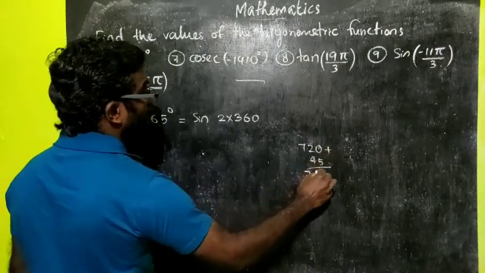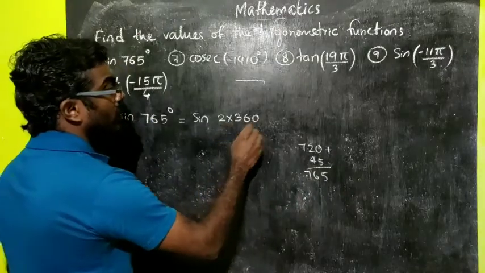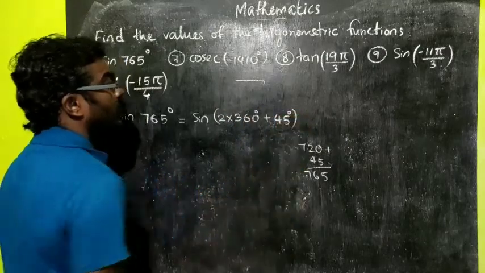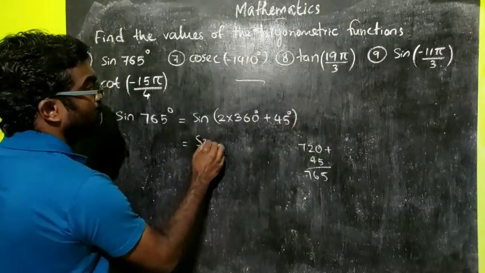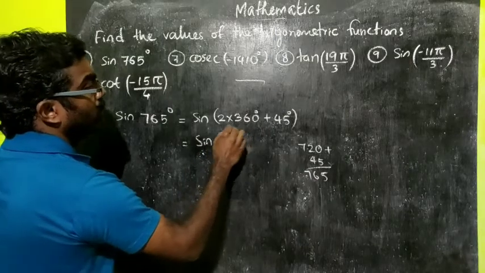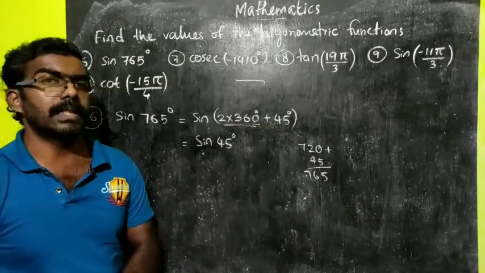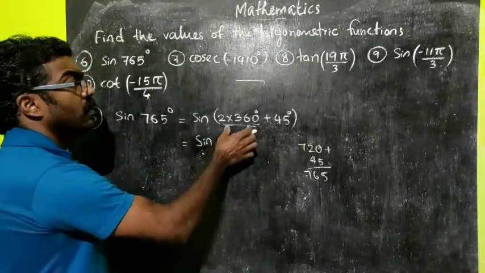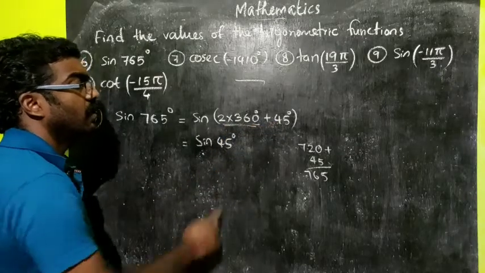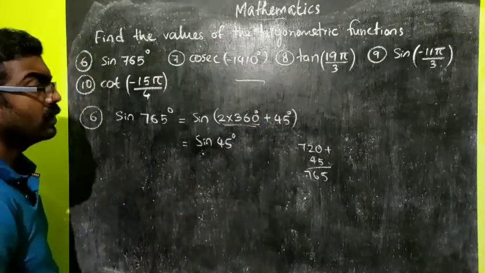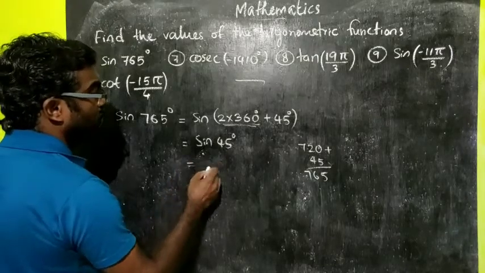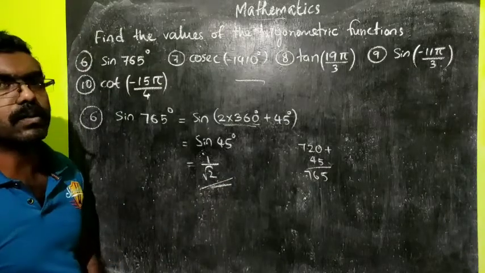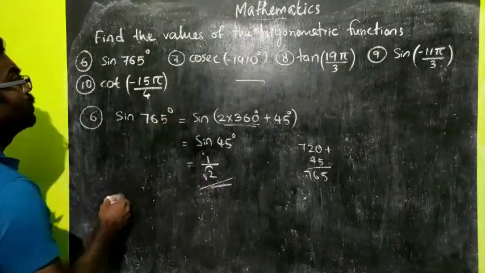Okay, in order to get 765, so 2 into 360 plus 45. Which is equal to what? Sine 45 degree. We can neglect this value because the value of sin x repeats after the interval of 2 pi. So sine 2 into 360 degree plus 45 degree will be equal to what? Sine 45 degree. And the value we know, sine 45 degree is what? 1 by root 2.